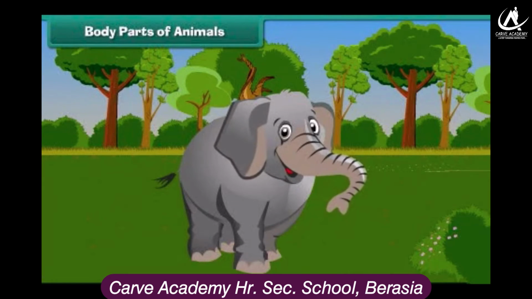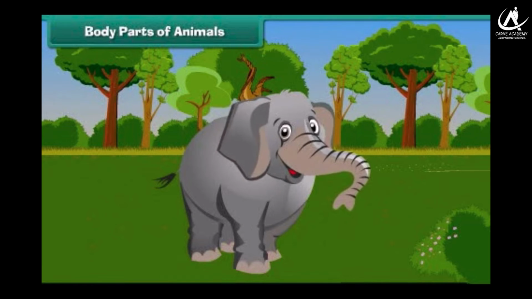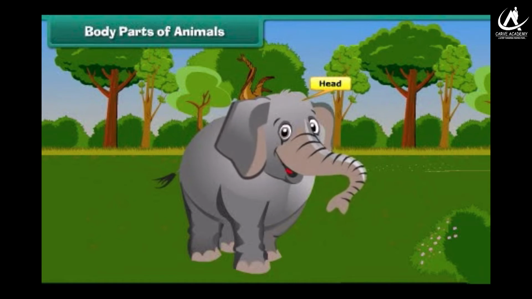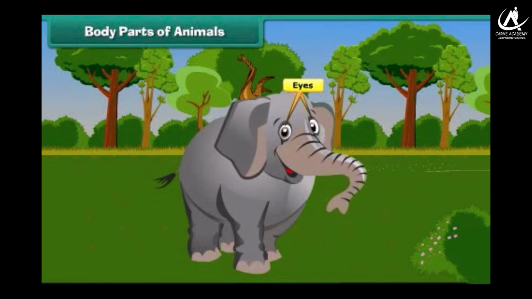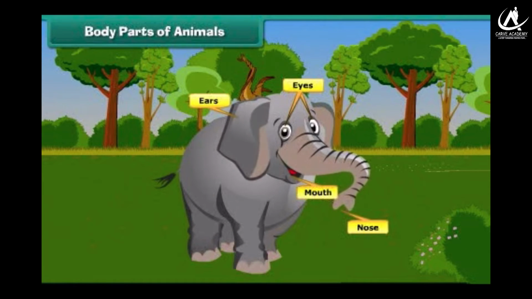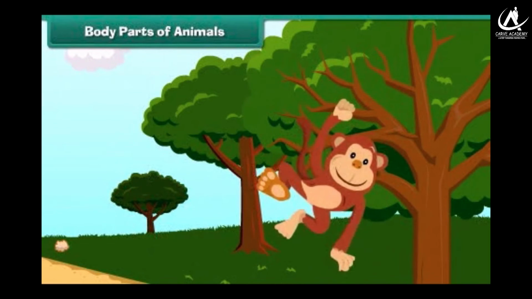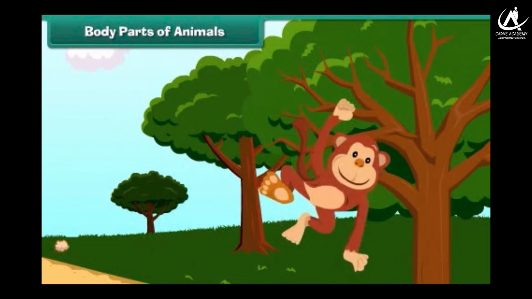In land animals, the body is mainly divided into 4 parts: head, neck, trunk, and tail. The head bears eyes, nose, ears, and mouth. Next body part is the neck. The neck helps animals move their head up and down and left and right. The trunk encloses many body organs. The legs help in movement from one place to another. In some animals, the tail helps to balance the body.